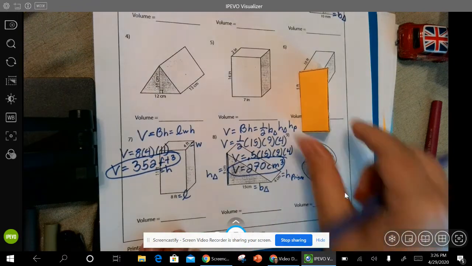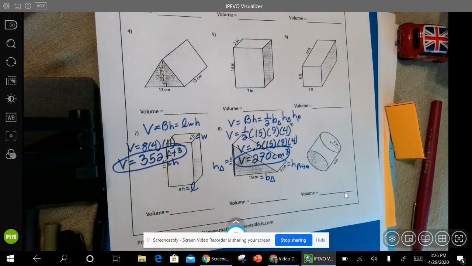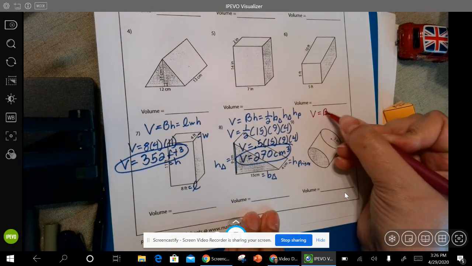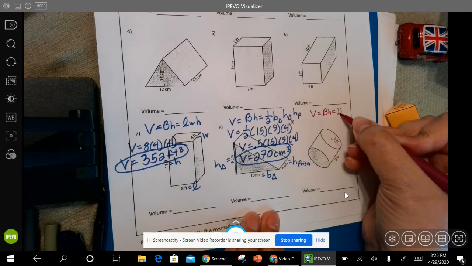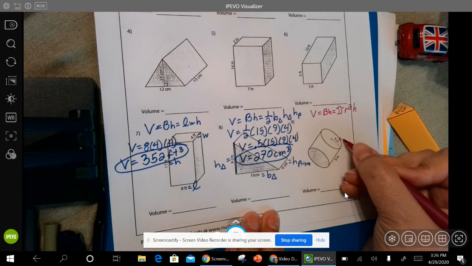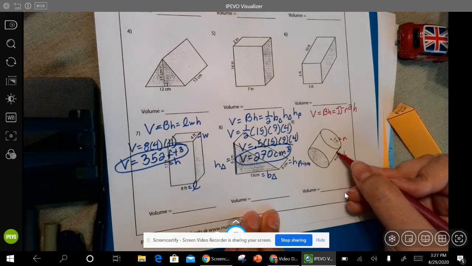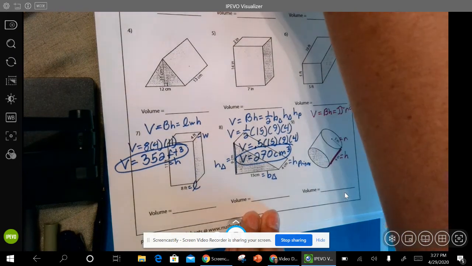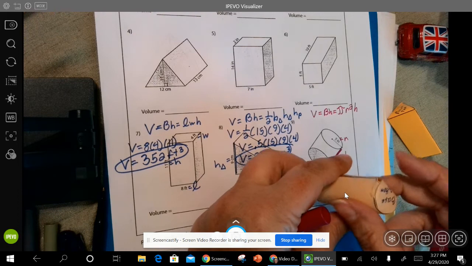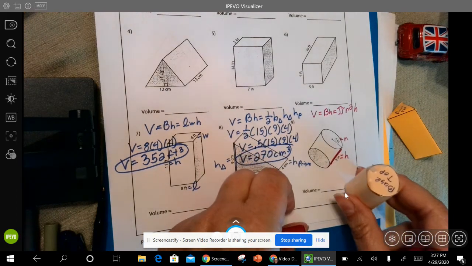Okay, so for this one, here's our cylinder again. So a cylinder is still going to be the area of the base times the height. So remember that's going to be pi times the radius squared times the height. Our radius is 5. Our height is 9. That's the height of the cylinder, everybody. So height of the cylinder right here. Okay, and then our base. This is our base. This one looks better. So that's our base.